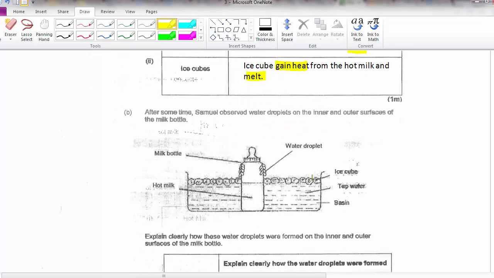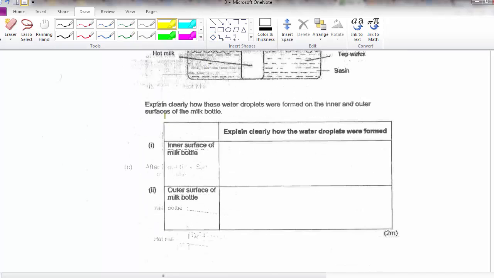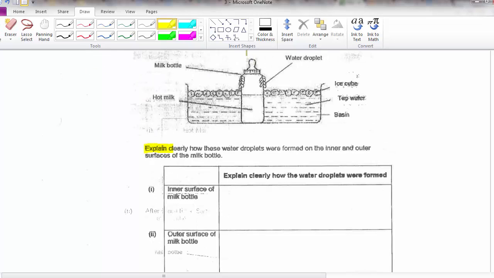Now, after some time, Samuel observed droplets on the inner and outer surface of the bottle. It's quite interesting, both the inner and the outer surface of the milk bottle have water droplets. So here you are supposed to explain. So for explain, you remember you must be scientific and specific. So you must give a very specific and scientific answer. So why? Let's discuss this before I show you the answer. Why would there be water?